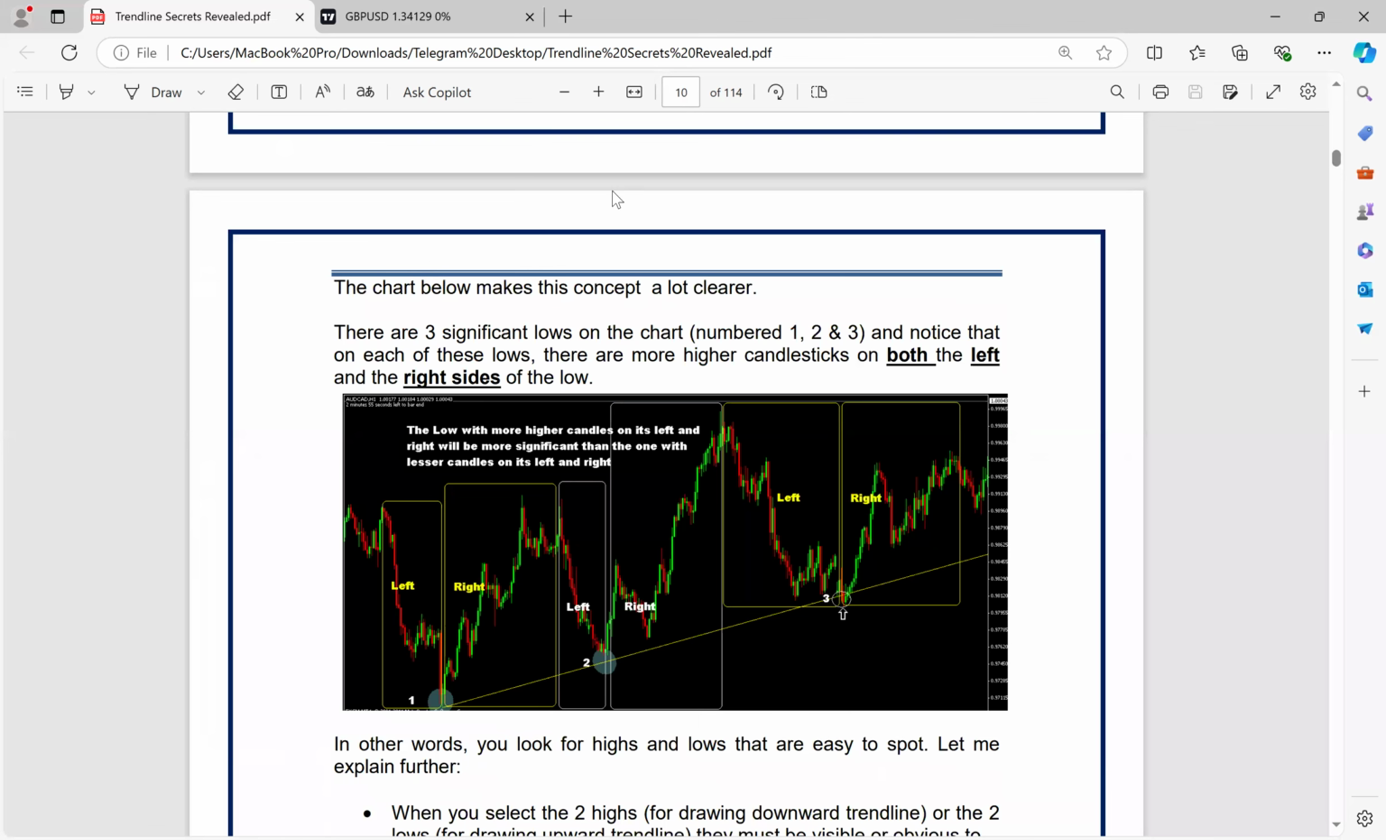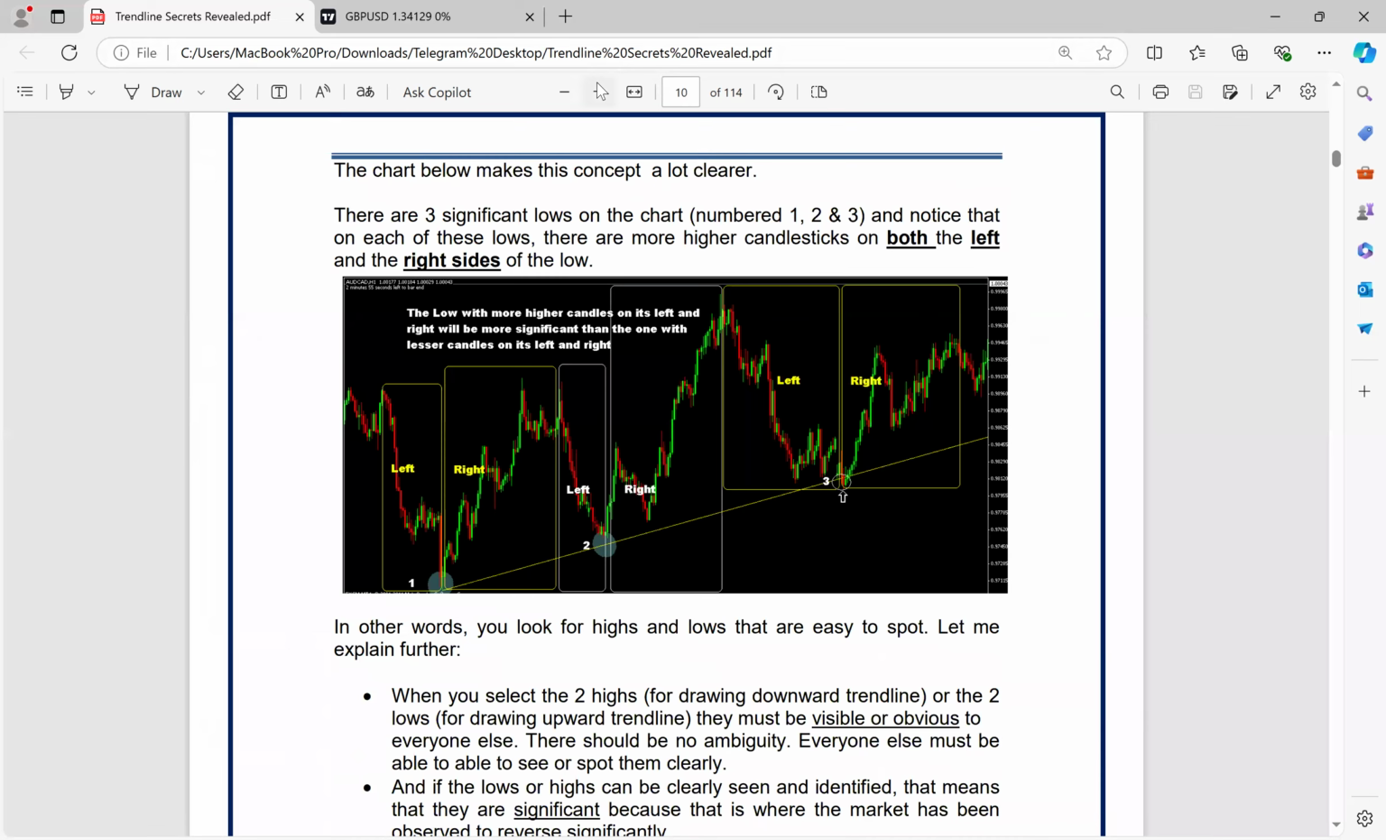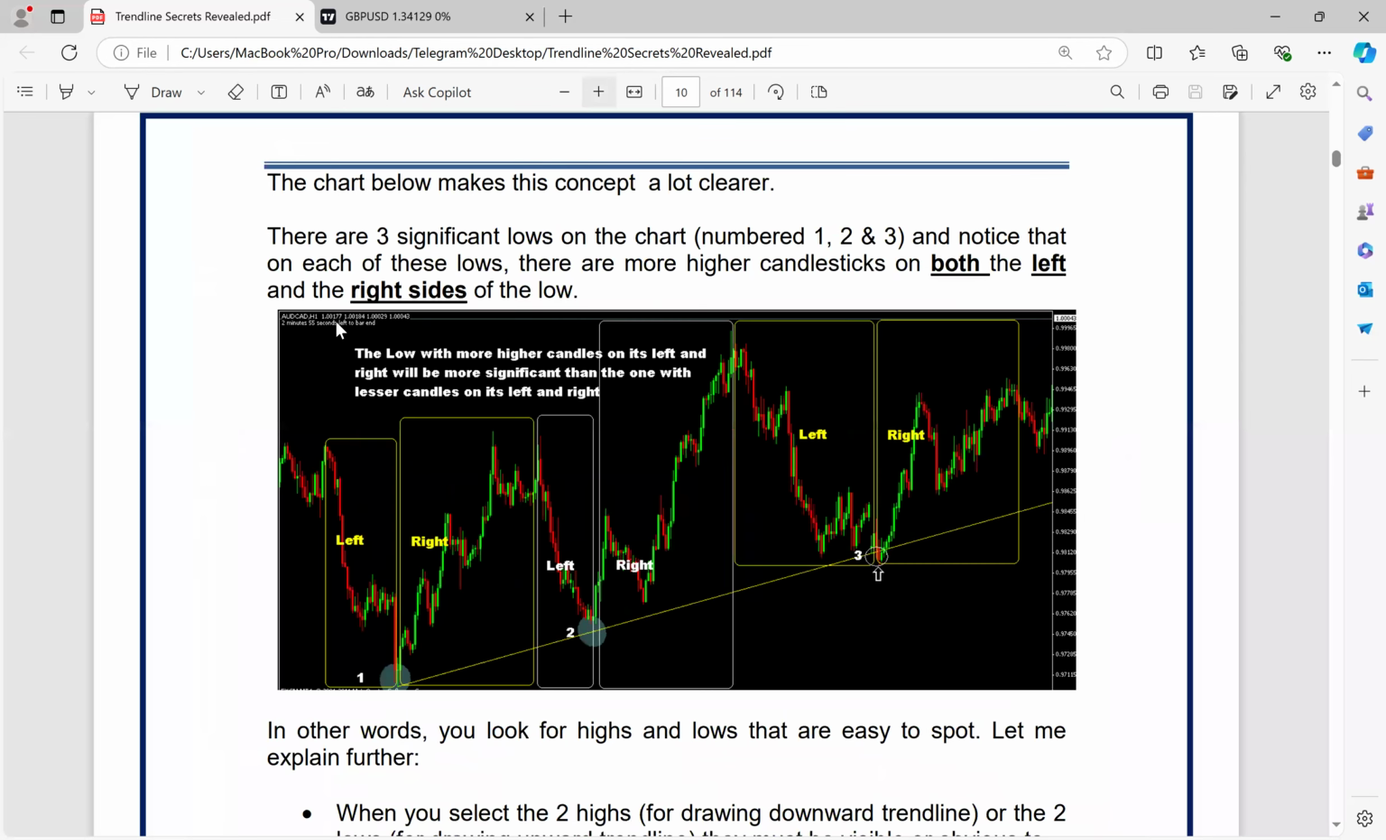Now let's look at this illustration again. Let me zoom in more. So look at this black chart you're looking at right now. It says the low with more higher candles on its left and right will be more significant than the one with lesser candles on its left and right. Now look at this left here. Because it fell down and created the low, the low with more higher candles on its left and right will be more significant than the ones with fewer. So look at this first one here, number 1.